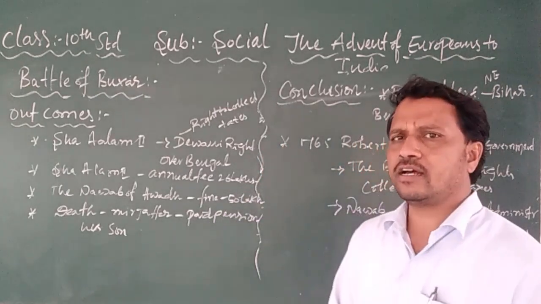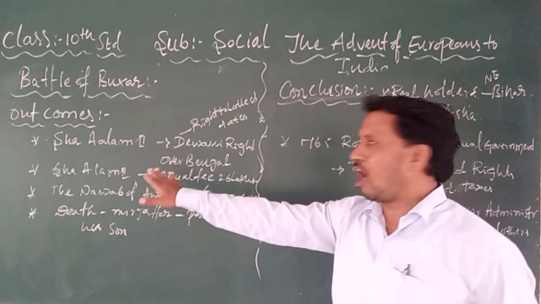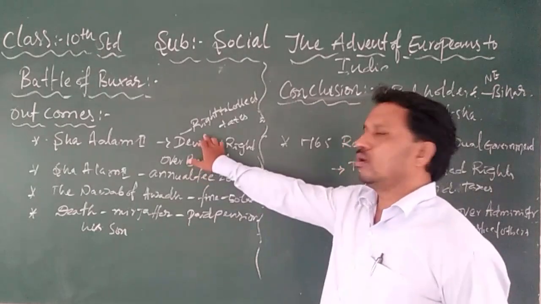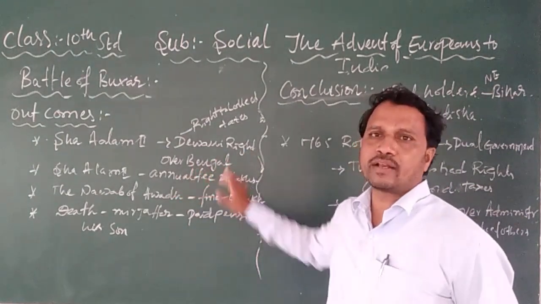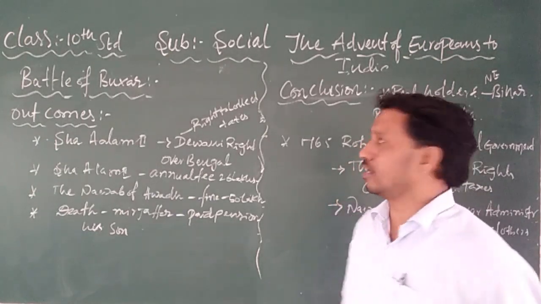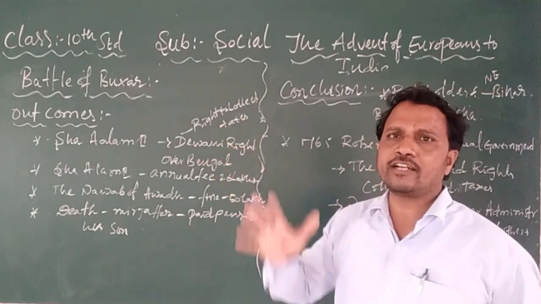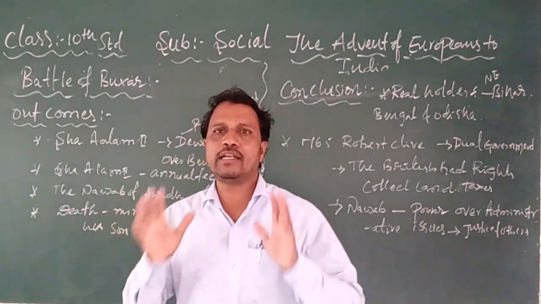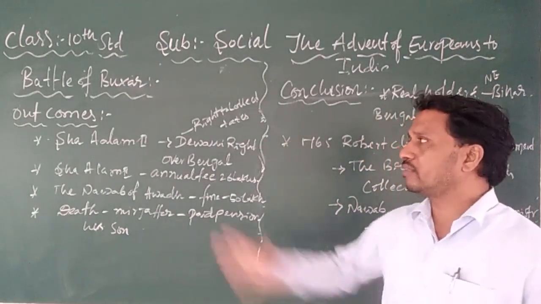After the end of the Battle of Baksar, what result came? Let's discuss the outcomes of the Battle of Baksar. Shah Alam II, the Mughal Emperor, had to give rights to the British. What rights? Diwani rights over Bengal. What is the meaning of Diwani rights? Diwani rights means the right to collect taxes. So the land tax collecting rights of the Bengal province were taken by the British after the end of this war from Shah Alam II.